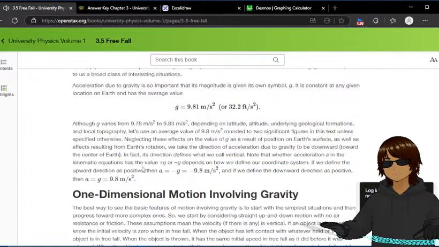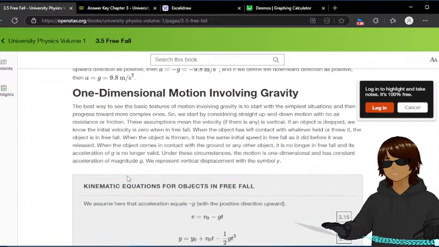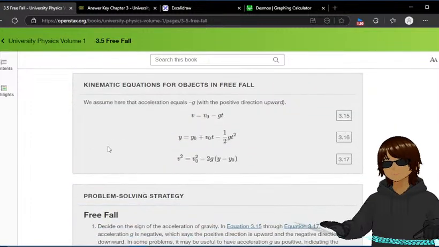In the kinematic equations, acceleration has the value plus g or minus g depending on how we define the coordinate system. If we define the upward direction as positive, then a is equal to minus g, equal to minus 9.8. If we define the downward direction as positive, then a is equal to plus 9.8. We assume here that acceleration equals minus g, so now we have the positive direction upwards.